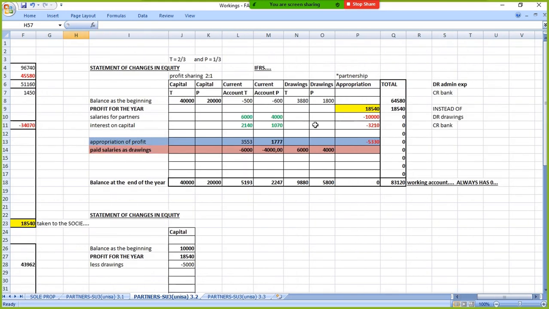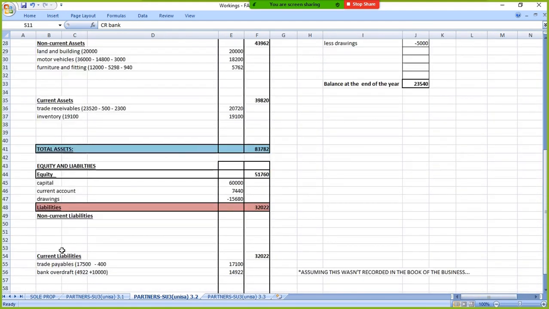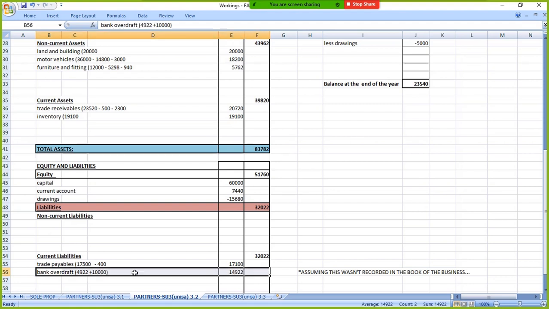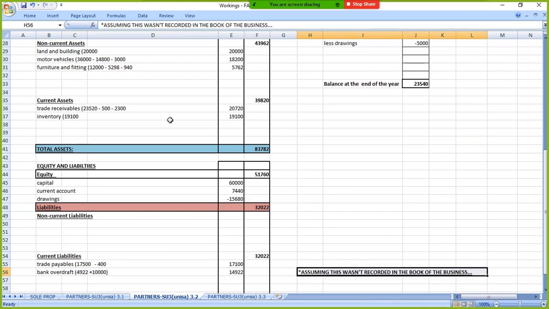We said that the salaries is something that they have to record because they're entitled to it. Then we said they had to pay the salaries and wages. So if I pay the salaries and wages, I do have to affect bank negatively. I have to credit the bank, and then when I credit the bank, I have to show the bank overdraft increasing because I'm paying. So I'm assuming that they didn't record it in the books of the business. There's the notes.